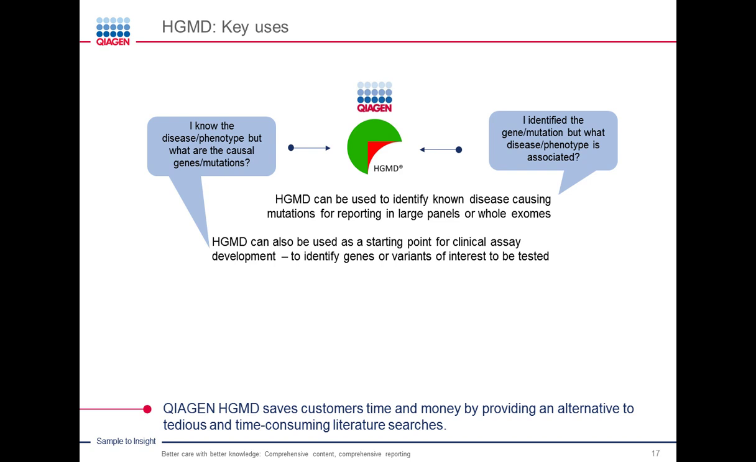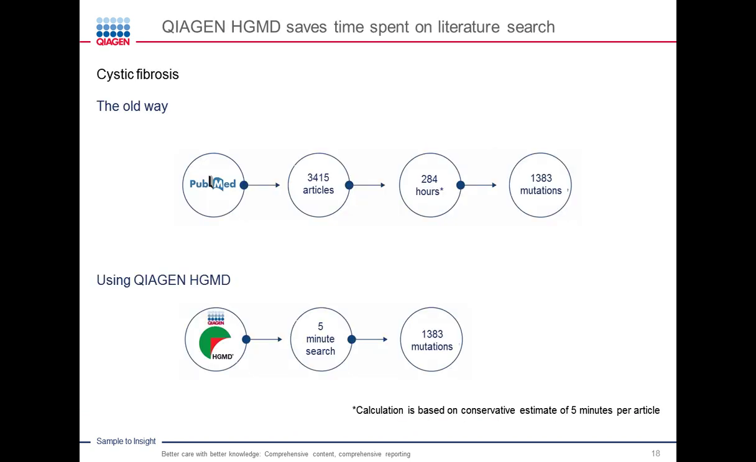The other way is where you already know the gene or mutation but want to understand what phenotype or disease is associated. So if you're looking at undiagnosed diseases, hereditary diseases, and want to understand what phenotypes or diseases are associated, you can use HGMD to quickly identify those phenotypes or diseases. Really, HGMD is designed to help users save time by quickly identifying the disease, mutations, or the disease and phenotype associated with those mutations.